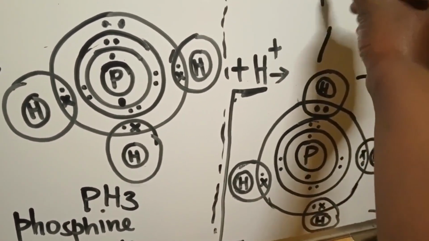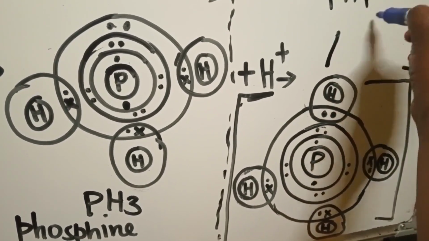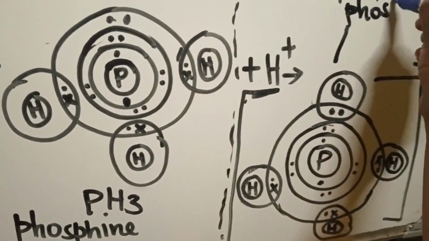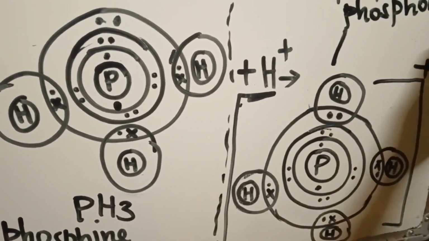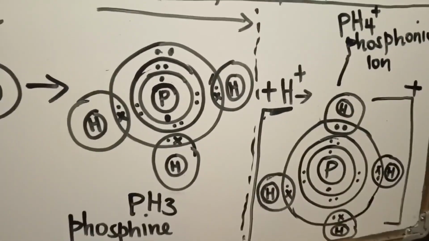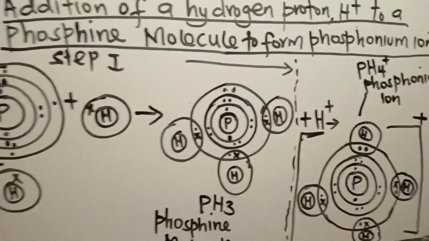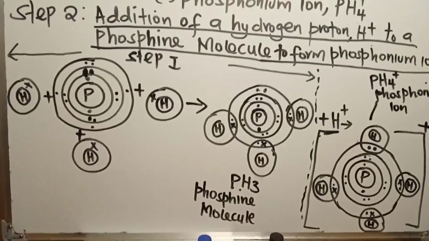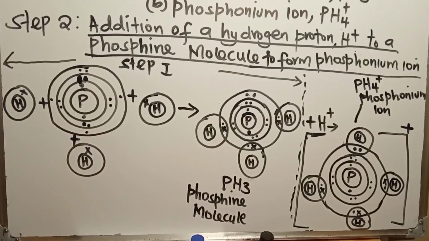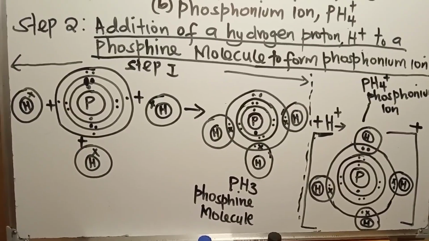So this is now the phosphonium ion. That is the phosphonium ion that we have just drawn. So that is how it will look like.